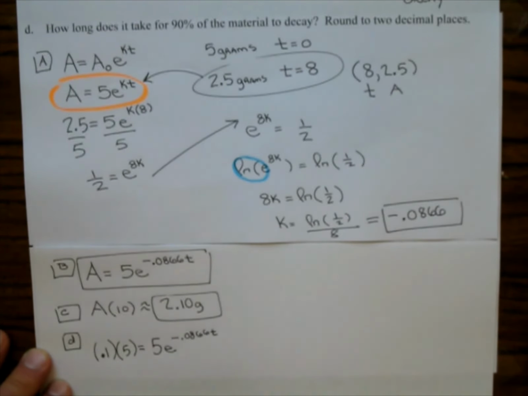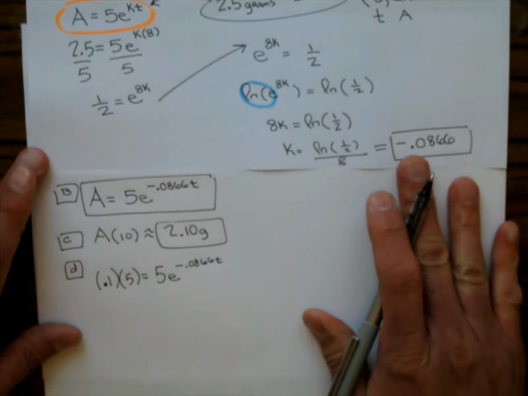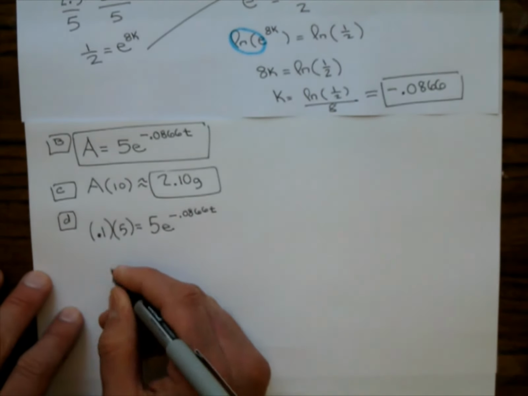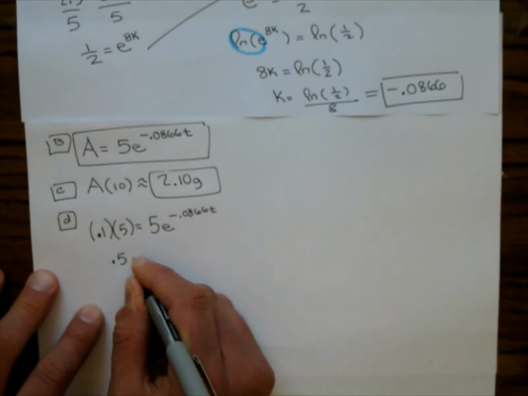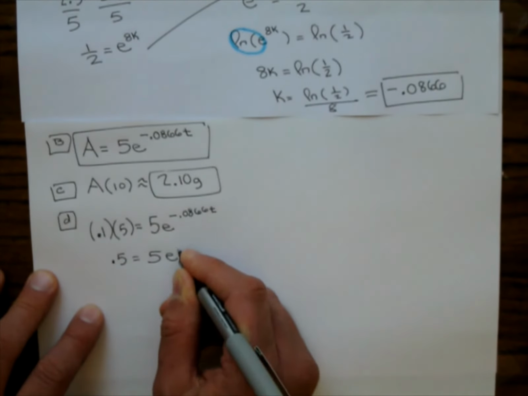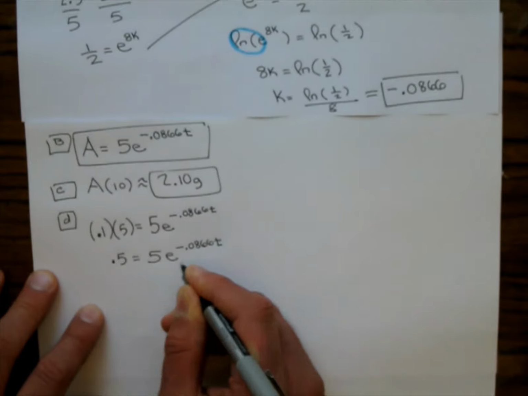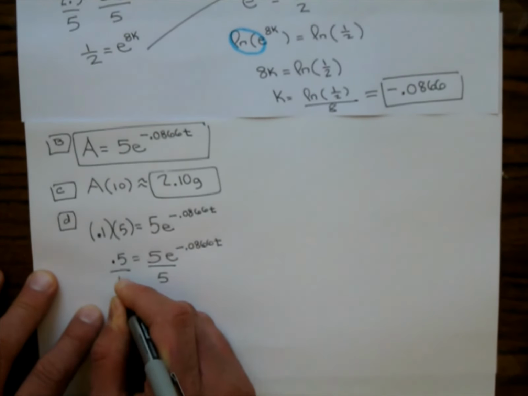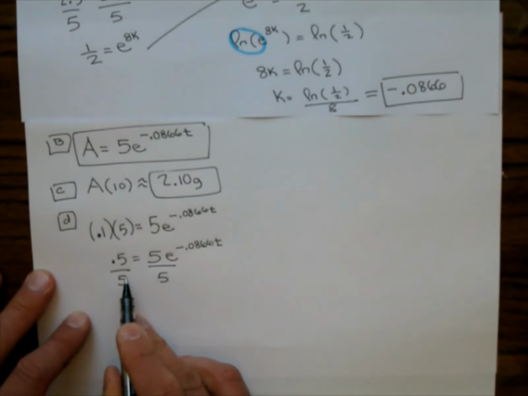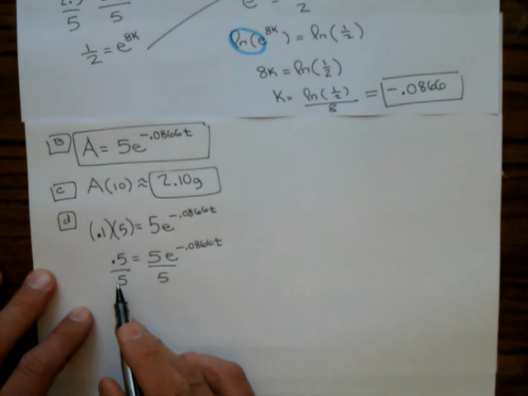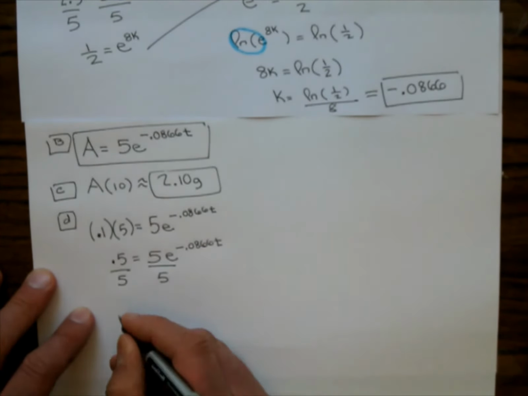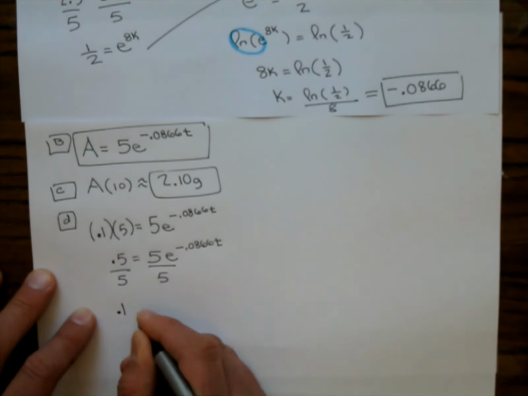This is going to equal e to the negative 0.0866 t, so we're writing the formula right here. And so now I'm going to go ahead and solve for T. So this is 0.5 equals 5e to the negative 0.0866 t. Divide both sides by 5. And so if you do this in your calculator, or maybe you don't need your calculator to do that, you end up getting 0.1 or 1/10.